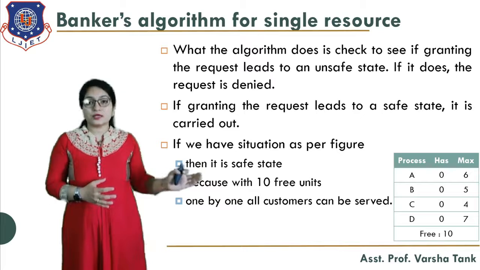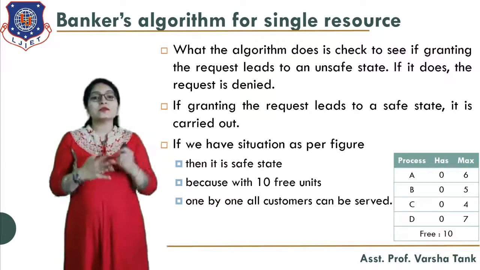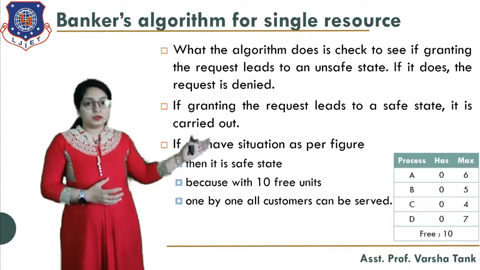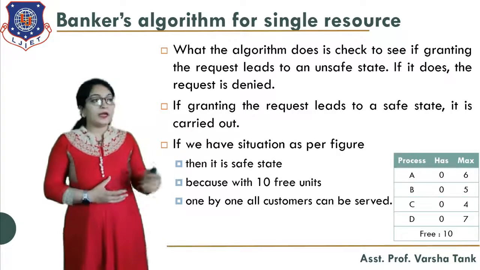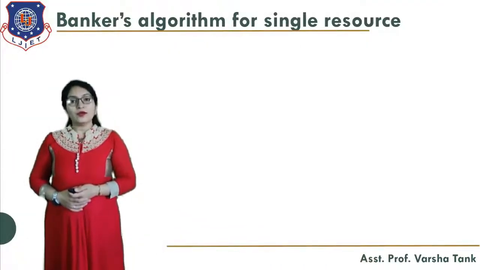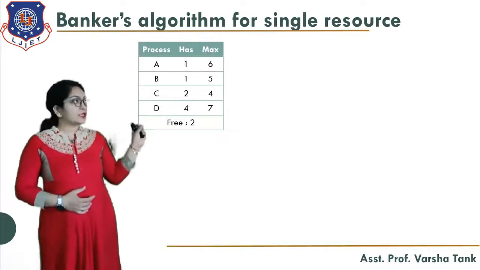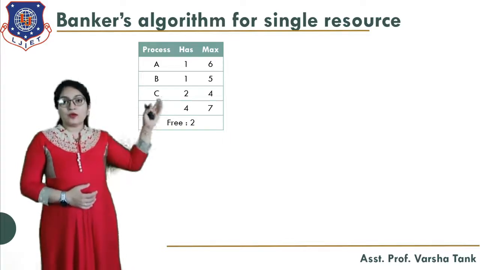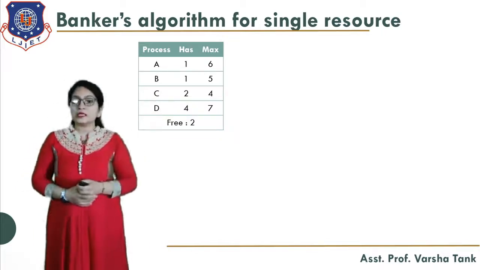We can say it is a safe state because with 3 free units, one by one, all customers can be served. Here you can see 4 processes and their maximum need is given, and in total we have 10 resources. Now let's see the example for this. As in the last slide, we have seen this same figure. Here the maximum allocation is given for processes A, B, C and D, and the resources held by processes A, B, C, D are given.